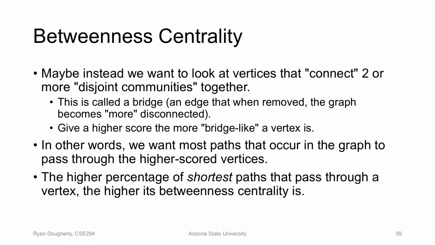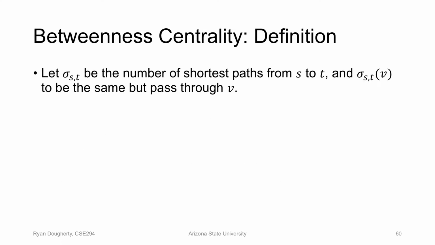So what we do is, well, we don't really do this, but we want to count the number of shortest paths that possibly exist in the graph, right? And for each vertex, find the number that pass through it. And then keep the percentage of the ones that pass through it as the score for betweenness. Okay? So that's the high level goal here.